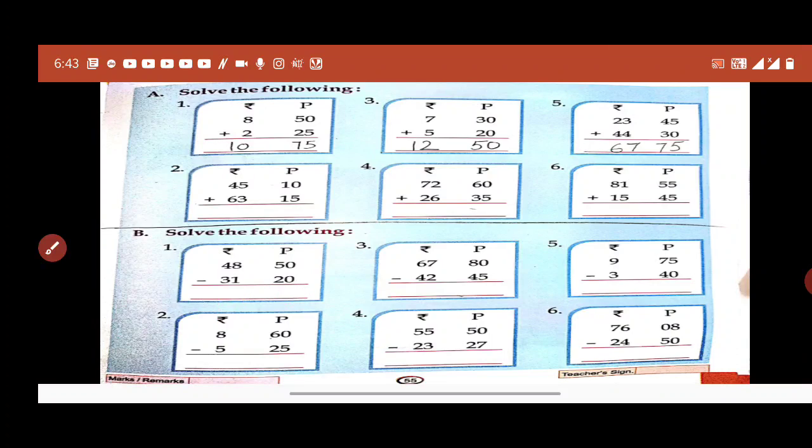Okay? I hope you've understood the concept of money. Please do the following classwork in your notebook and book neatly.